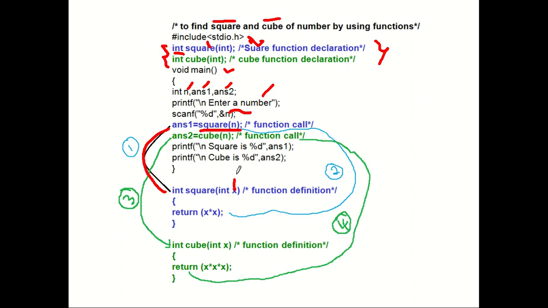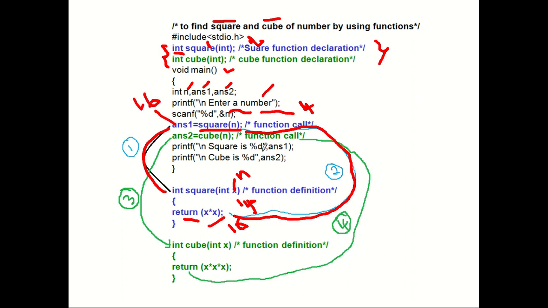The n value is stored here. Let us say I have given n as 4. So 4 is stored in x. Next we compute 4 into 4, that is 16, and return the value 16. When it is returned, the control will go back. The result of this function execution, 16, is stored in ans1. So ans1 is holding 16.